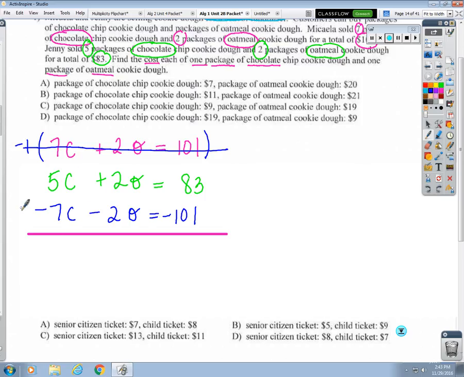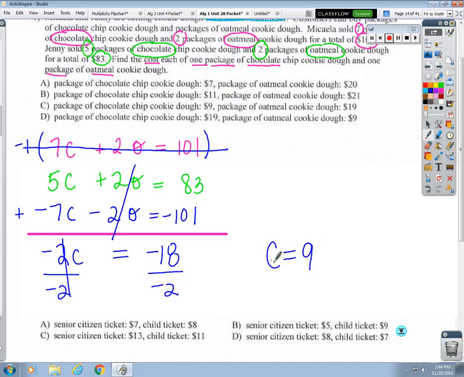How many C's do I have when I add these equations? -2C. The O's cancel each other out because when we multiplied one by a negative, it made it possible to cancel. And then what do your constants become? What's 83 minus 101? -18. Now what do we do to both sides to solve for C? Divide by -2. So C equals 9.